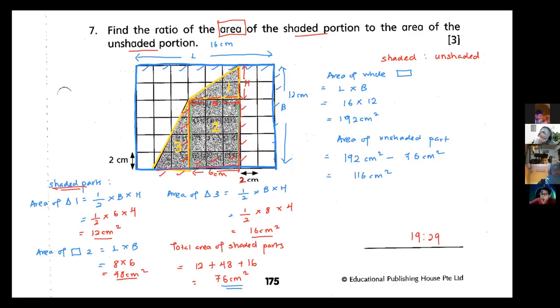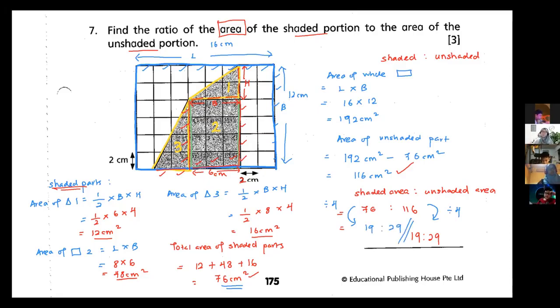Then I can have my ratio. Shaded area is to unshaded area equals, shaded is 76, unshaded is 116. Then what are we going to do? We divide, means make it smaller, both of them divided by 4. When you do that you get 19 is to 29. Answer.